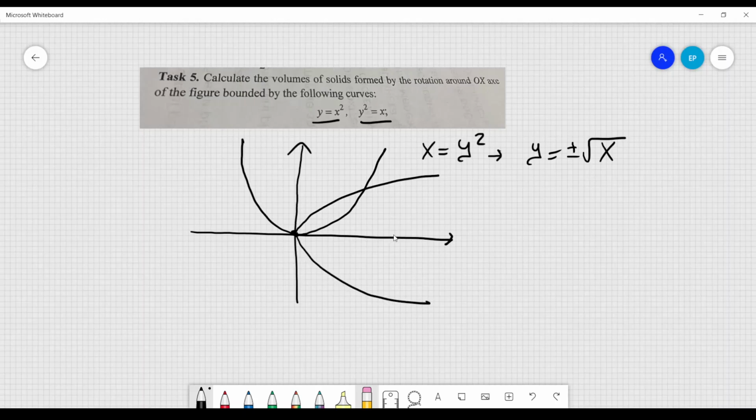And the figure that's bounded by the following curves is the area that's contained, delimited, let's say, by the two curves, is this. We need to find this area, and in particular the volume generated by this area. So you have to think that these two curves together will revolve around the x-axis, and they will create a volume. So how do we find the volume?